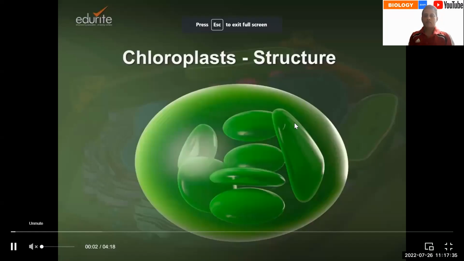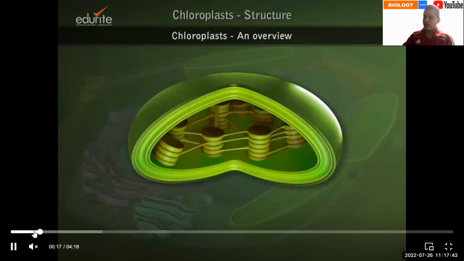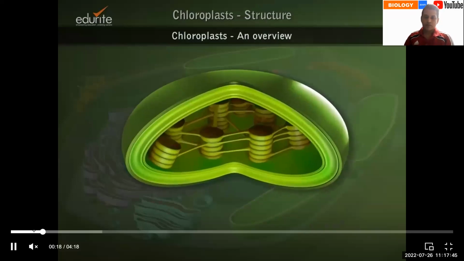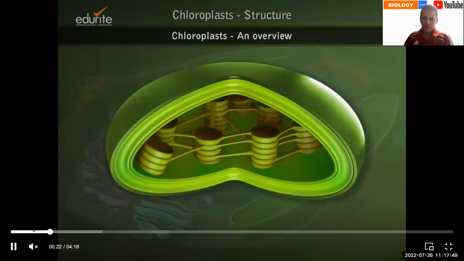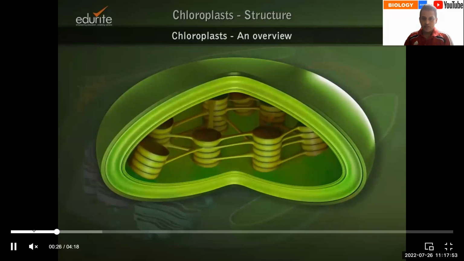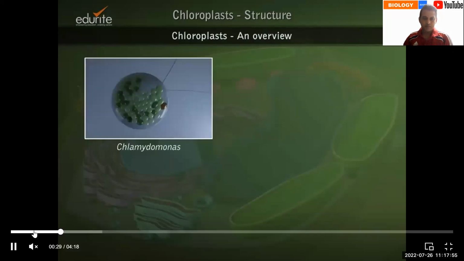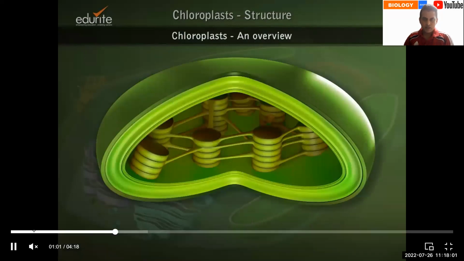Chloroplast. Here it looks like in a 3D picture. You can see the inner membrane and the outer membrane. And then you can see some kind of disc like this. And these discs are connected with each other by lamellae. Here's the lamellae. I don't know whether you can see the cursor. This is the lamellae.